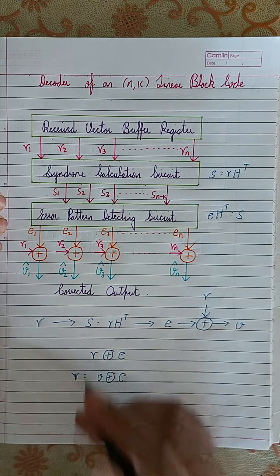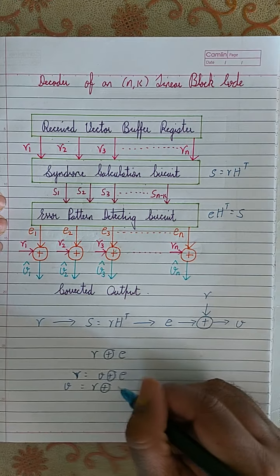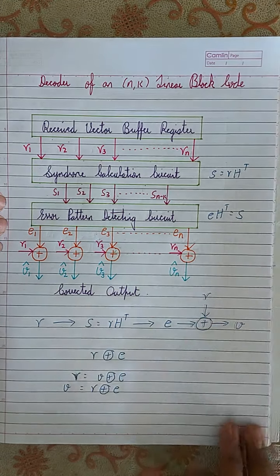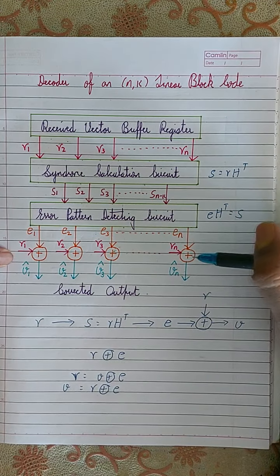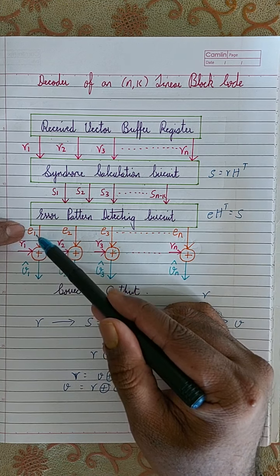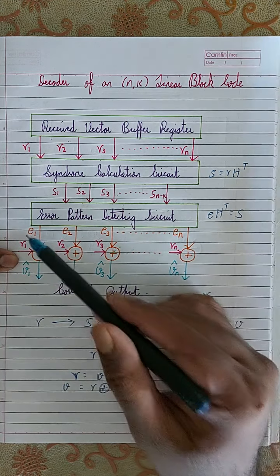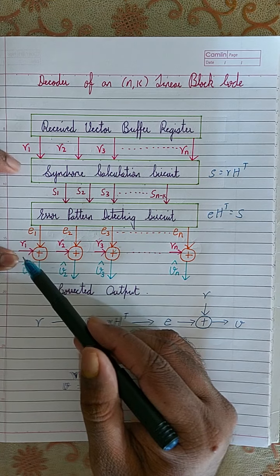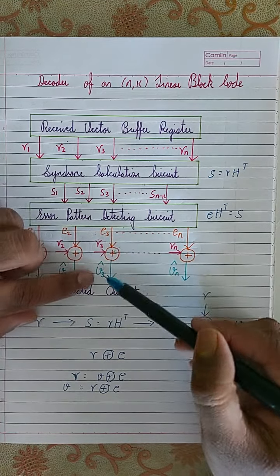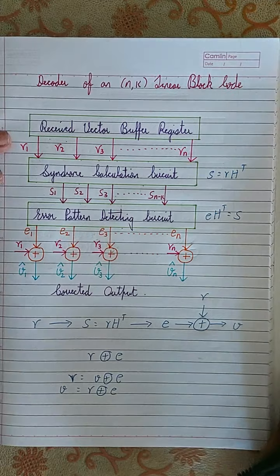So if you want to get the correct code word, all you need to do is XOR the received code word with the error pattern itself, and you will get the transmitted, actual correct code word. That is what you are doing over here. You take every received bit and XOR it with the error bits, doing modulo-2 addition with the error bits. So R1 XOR E1 is V1, R2 XOR E2 is V2, R3 XOR E3 is V3, up to Rn XOR En is Vn. And here you get the correct output.